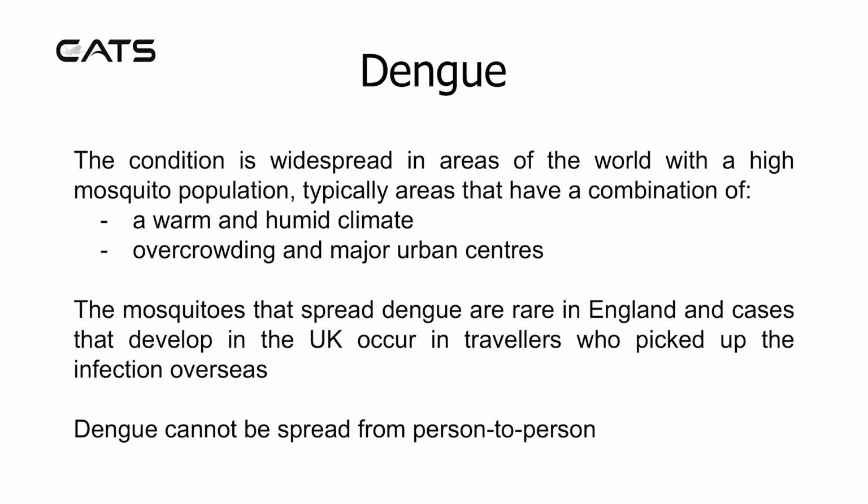The condition is widespread in areas of the world with a high mosquito population, typically areas that have a combination of a warm and humid climate, as well as overcrowding and major urban centres. The mosquitoes that spread dengue are rare in England, and cases that develop in the UK occur in travellers who picked up the infection overseas. Dengue cannot be spread from person to person.